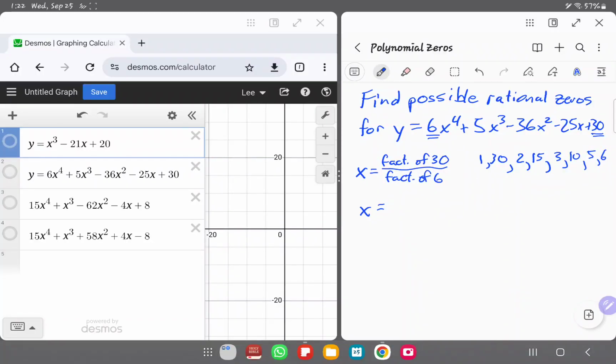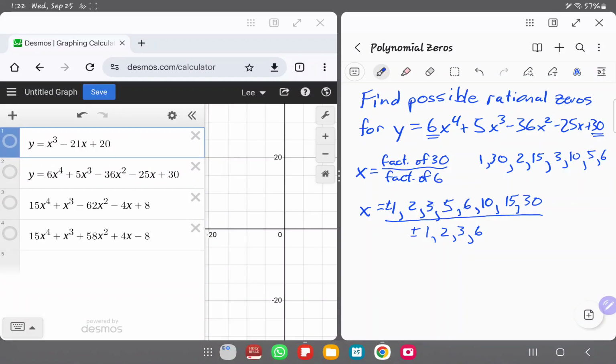All right, so I'm going to go ahead and put those in order. Let's put a plus or minus in front. So plus or minus 1, 2, 3, 5, 6. We also have 10, 15, and 30. So quite the list on this one. And then that's going to be divided by factors of 6. So plus or minus factors of 6 are 1 and 6, and 2 and 3. So I'll just say 1, 2, 3, and 6.